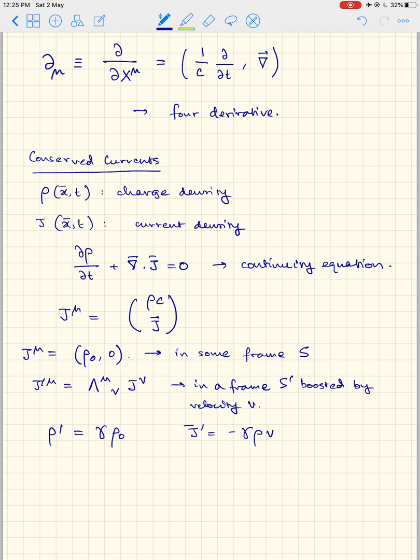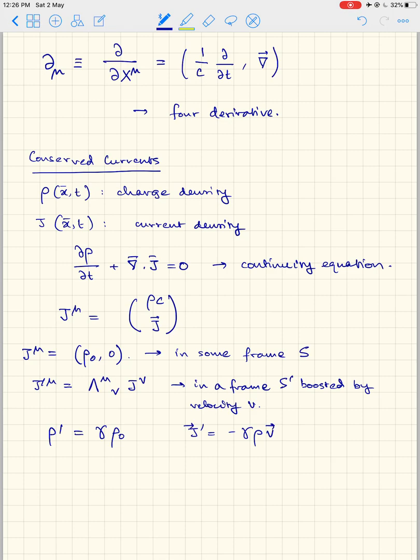The second equation is just a relativistic extension of the formula J is equal to rho v. There is a sign because, if the velocity of the boosted observer is v, then the charge is moving at a relative velocity of minus v. So this is what is going to happen. This is the transformation. So let's put a vector sign here as well.